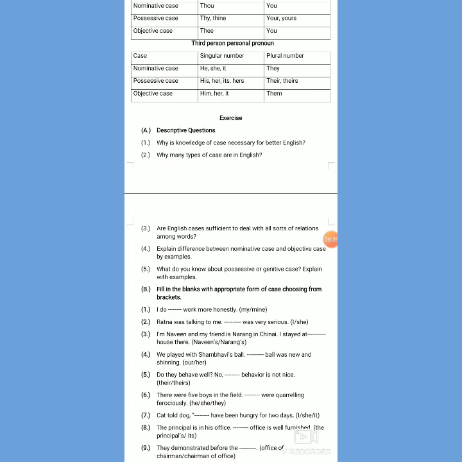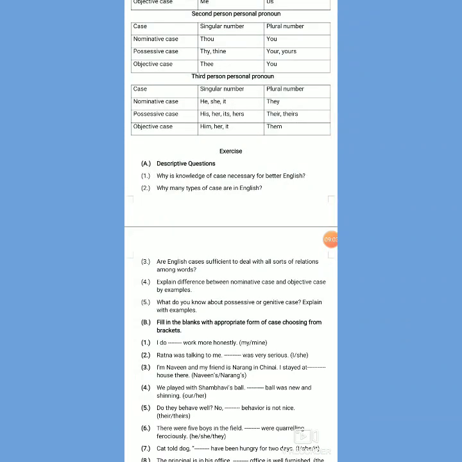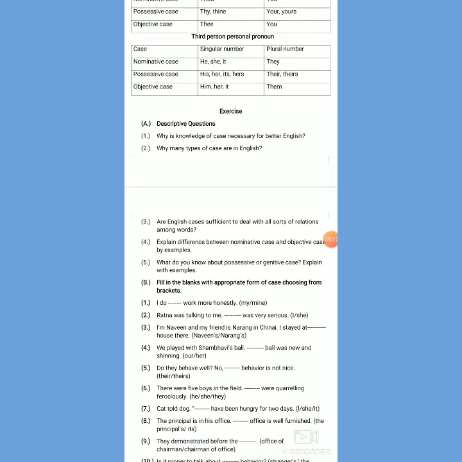These questions are: why is the knowledge of case necessary for better English? Because pronouns are used exclusively in a certain case. Nouns have no problem so far as case is concerned, but when you are using pronouns, you should have an idea about their case, because in the above diagram you can see that all pronouns belong to a definite case. So knowledge is quite essential. How many types of case are in English? We have already discussed that there are 3 types of case in English.